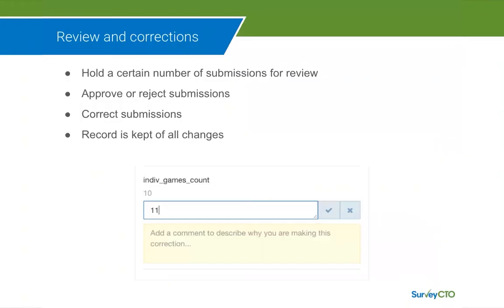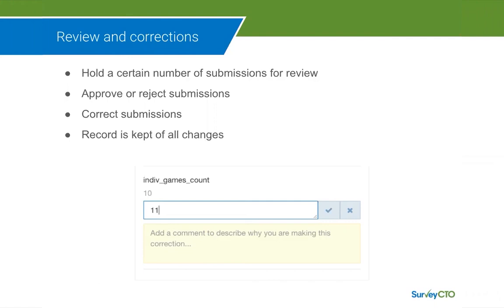Enumerators are only human, so it is only natural for them to make mistakes. In SurveyCTO, you can set up a review and corrections workflow where data quality checkers manually review a random selection or flagged selection of submissions. You will set which percentage of submissions will be held for review, anywhere from 1% to all of them at 100%, or manually choose which submissions should be reviewed, such as submissions flagged by automated quality checks.